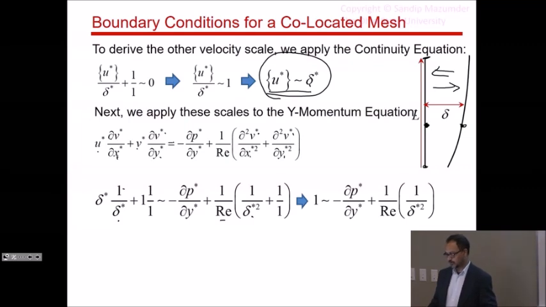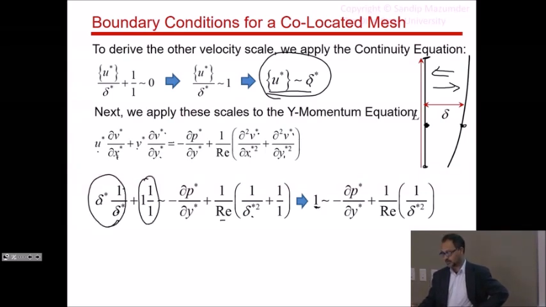Now, one of the things that you see here is that this and this cancel out. So this basically is of order 1. This is also of order 1. And so the left-hand side, I've written it as order 1. Okay, dp dy we've kept as is. This is 1 over Reynolds number.